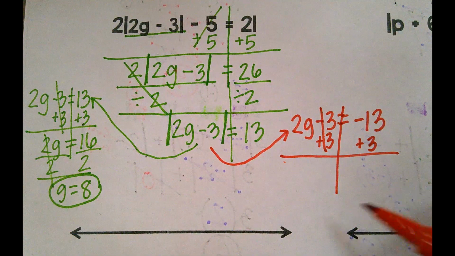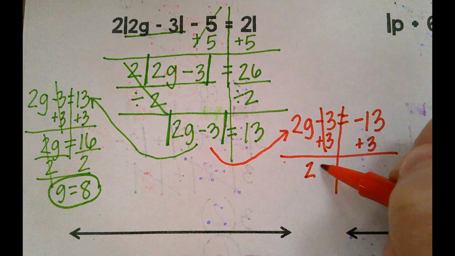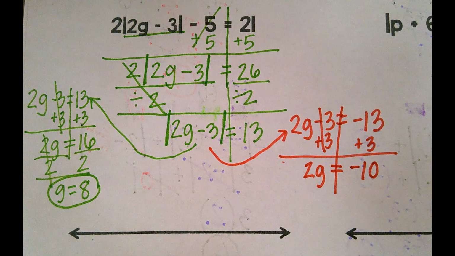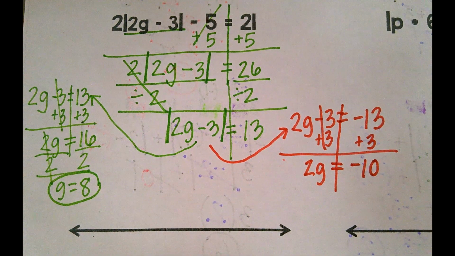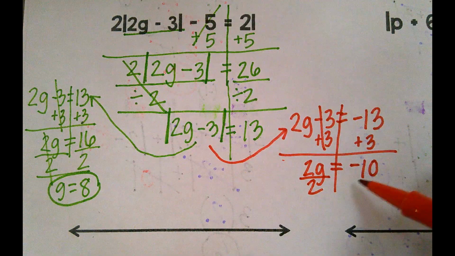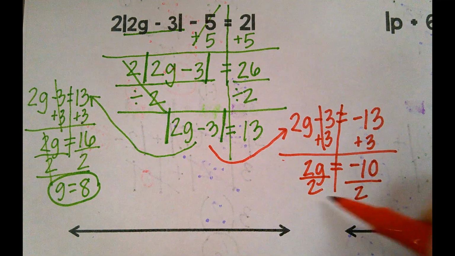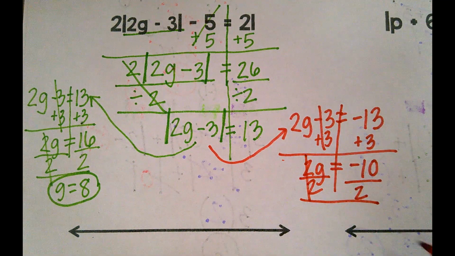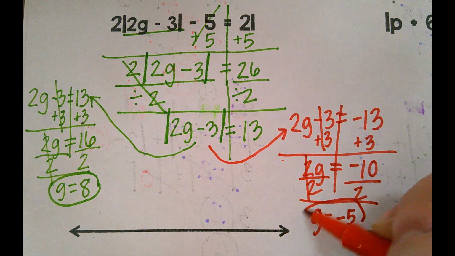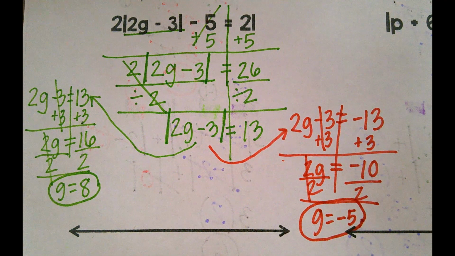What do we get? 2G equals negative 10. Good. Divide by 2. G is negative 5. Perfect. So there are our answers.